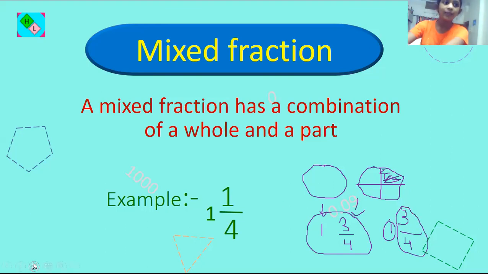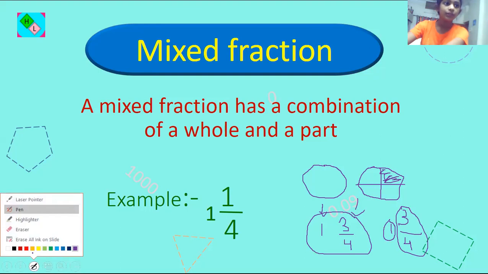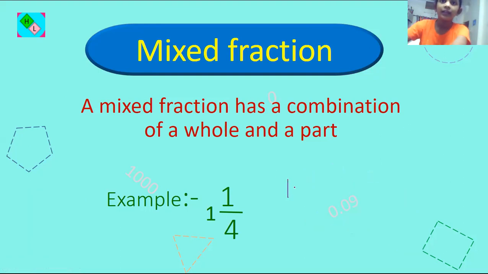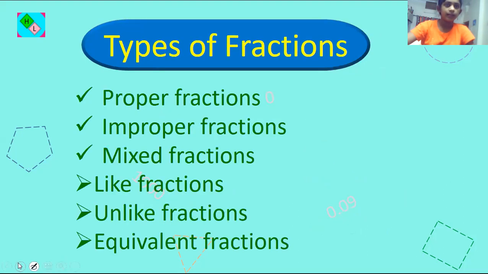So let me explain with the example 1 3/4. 1 is a whole, I will denote it with W, and in 3/4, 3 is the numerator and 4 is the denominator. So in this mixed fraction, there is a whole and a fractional part. Let's move on to the next type of fraction. We completed 3 types: proper fraction, improper fraction, mixed fraction.